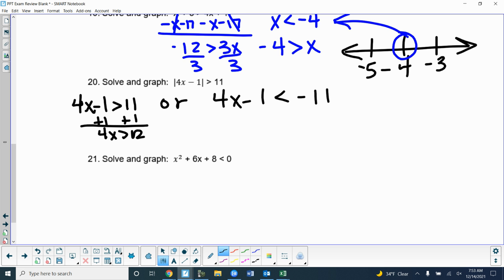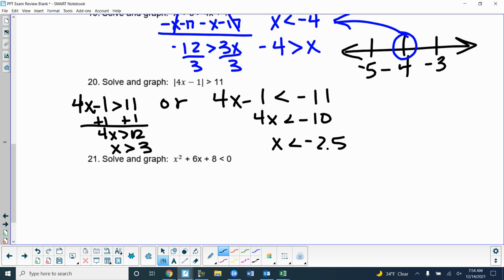So what's 12 divided by 4? 3. Here we add 1, which is negative 10. And what's negative 10 divided by 4? Nobody? Negative 2.5, right?